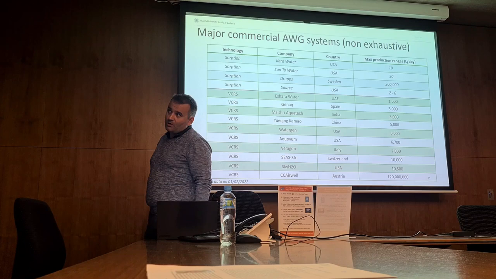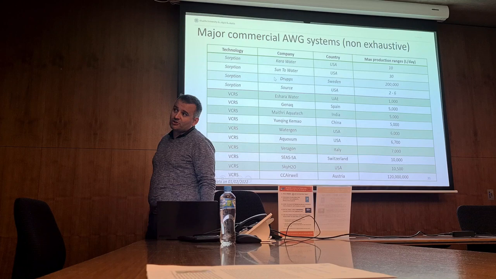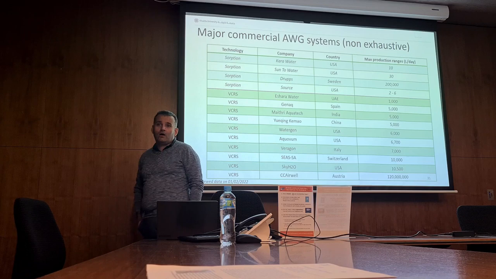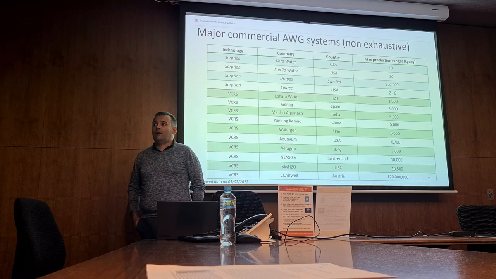Just to give you an idea of the production range for sorption and VCRS, which are some of the most major systems. One company in Austria, which we had talks with, actually claimed it could produce up to 120,000 cubic meters of water per day with a single plant, which would be very competitive compared to a classical RO membrane overall. And that plant would have a radius of about 5 kilometers.